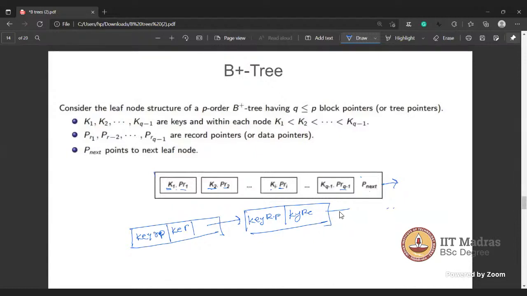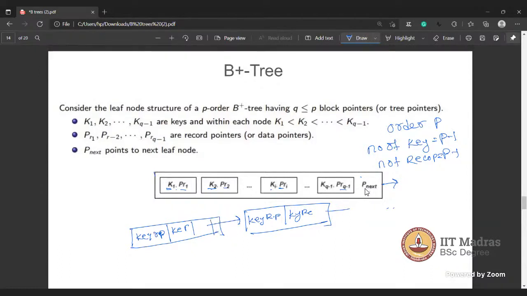So you got the leaf node structure. In the leaf node, suppose the order is P, the number of keys will be P minus 1, and the number of record pointers will be P minus 1. So everyone got this? This is the same as B tree, right? Order P, number of keys, yes. So there is one difference.